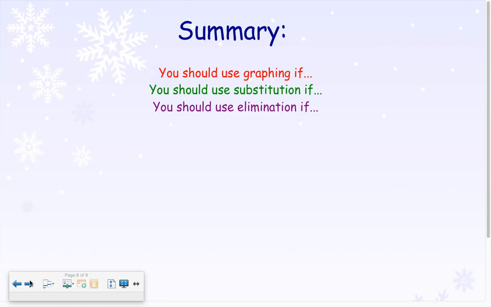Summary. You should use graphing if, you should use substitution if, you should use elimination if.